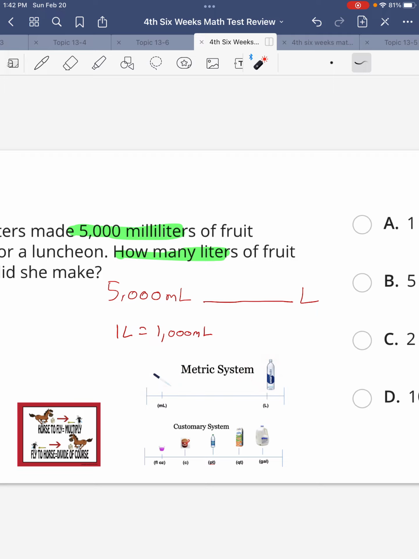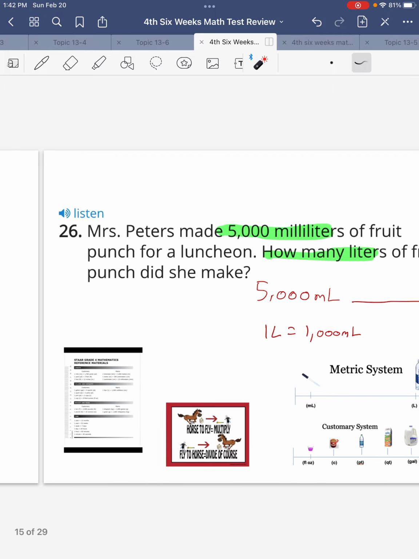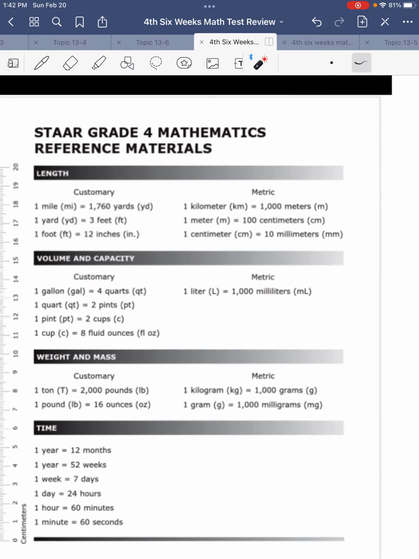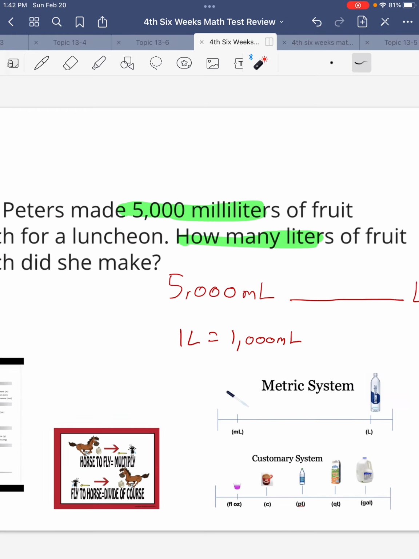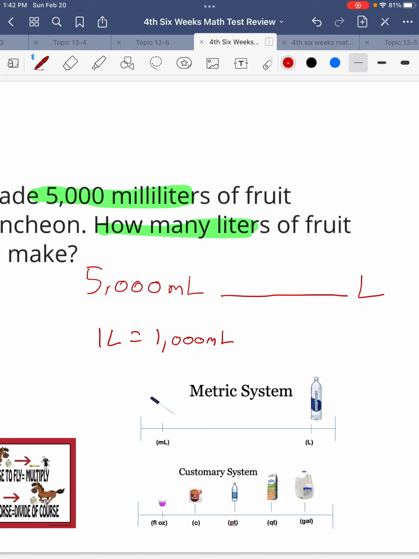Okay, if you don't have this anchor chart, you can go back here and remember I told you guys if it has a 1 next to it, it's bigger. So 1 liter has a 1 next to it, it's bigger. Okay. So I'm going to label them and I'm going to put small here, big here, okay? Now, if you're going from small to big, you are going to divide, okay?